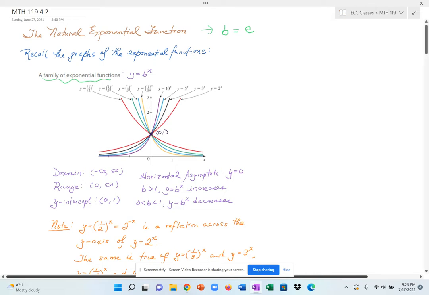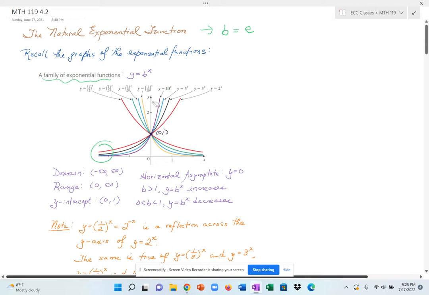The ones on the right, which start in the lower left-hand side of the second quadrant and then increase, are these: 10 to the x, 5 to the x, 3 to the x, and 2 to the x. The bigger the base, the sharper the increase. So this purple line here has a sharper increase than 2 to the x, which is the one in red.